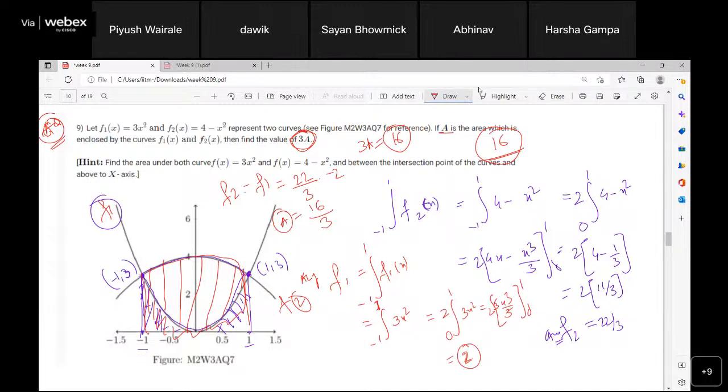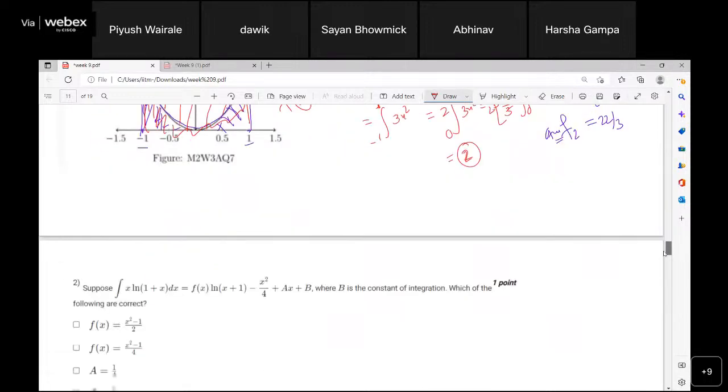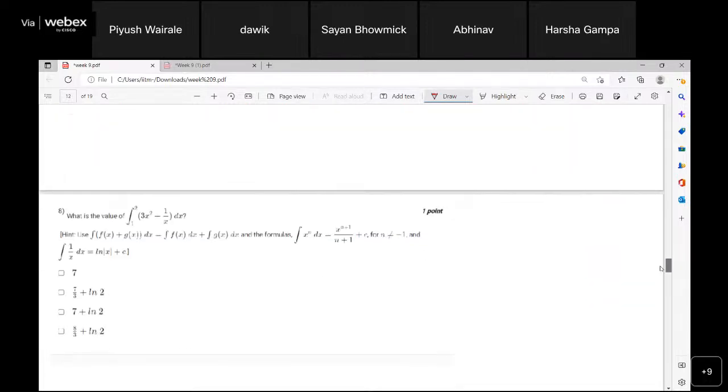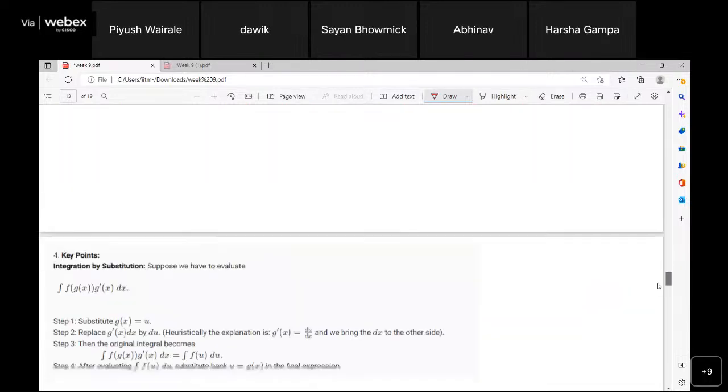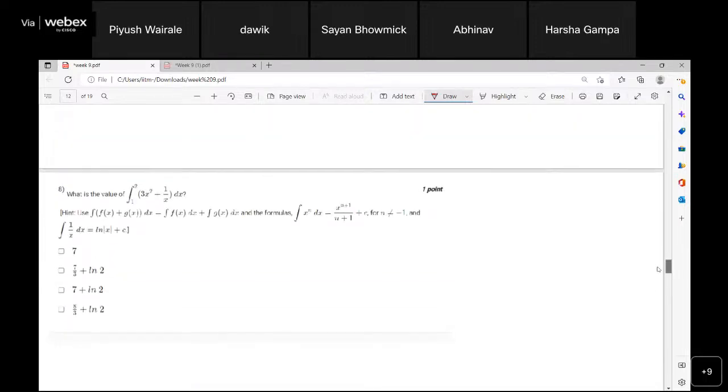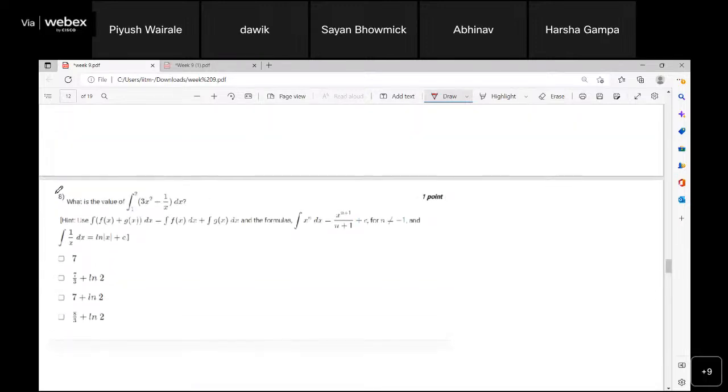Okay, anyone, any doubt? No, sir, I mean, for this question. Okay. So this thing you can try. This is more simple. Just try to find out the value of this integral.